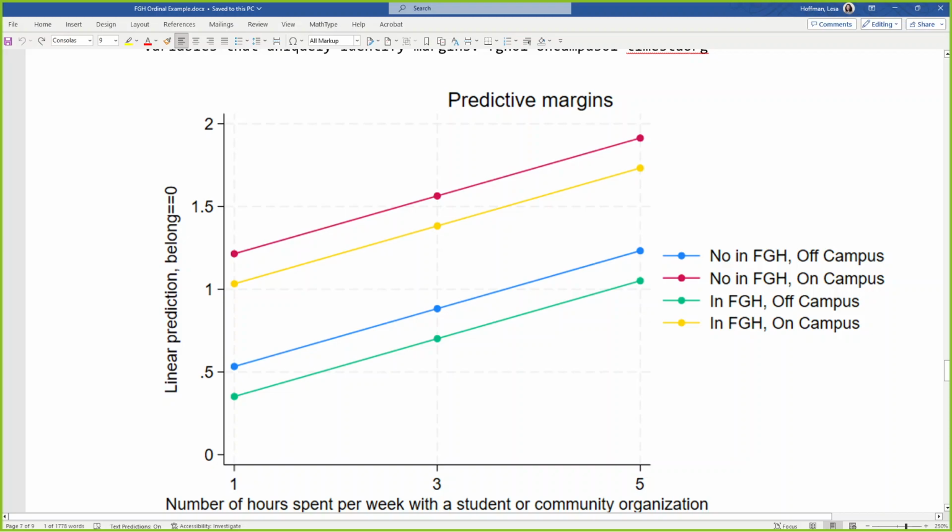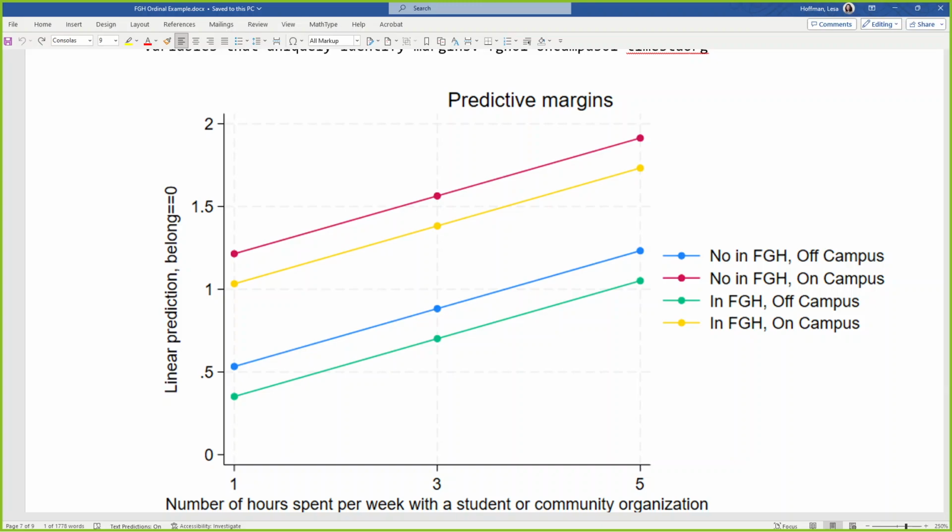So what we notice here is for folks who are not in first-gen Hawks, the switch between on and off campus, we see that when you move on campus relative to the blue line, the red line is higher, right, which fits with the model results that we saw above. And then if we come down here for folks who are in first-gen Hawks, we can talk about going from off campus being the green line and then on campus being the yellow line. So those distances are going to be equivalent in terms of the bump between on and off campus.